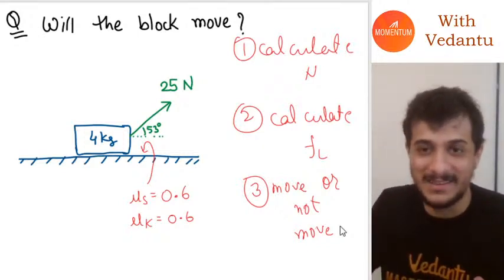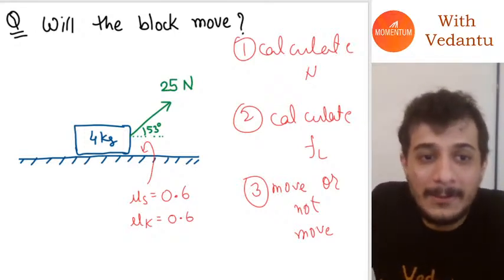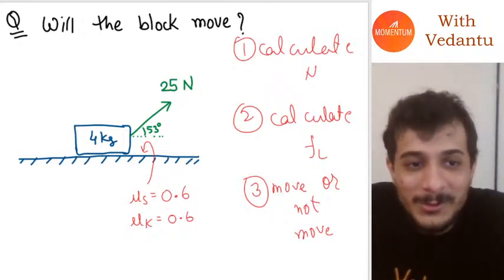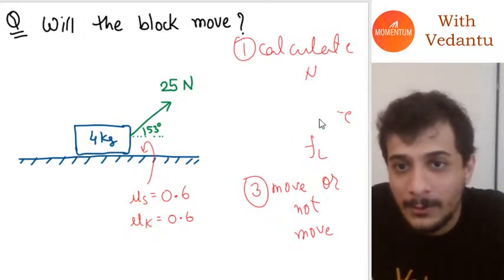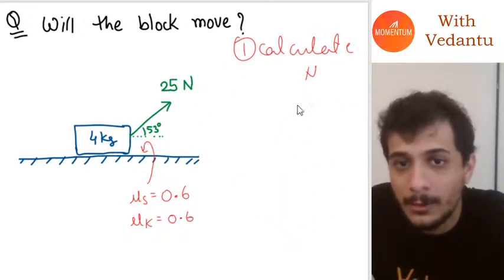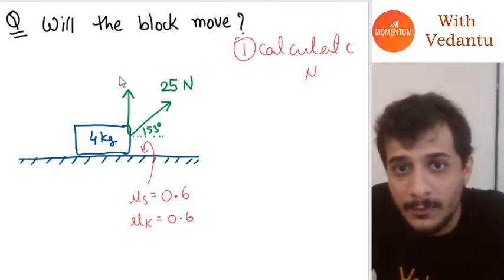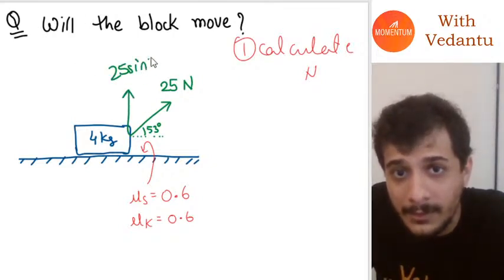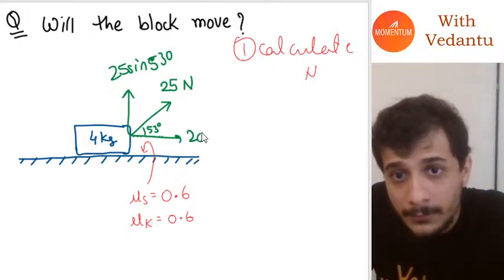Don't ask me that, my friend. It will take ages to do that. So guys, how to do this? First of all, let's calculate the normal reaction. For that, I will need to divide this into two different forces. This will be 25 sine 53, and this will be 25 cos 53.